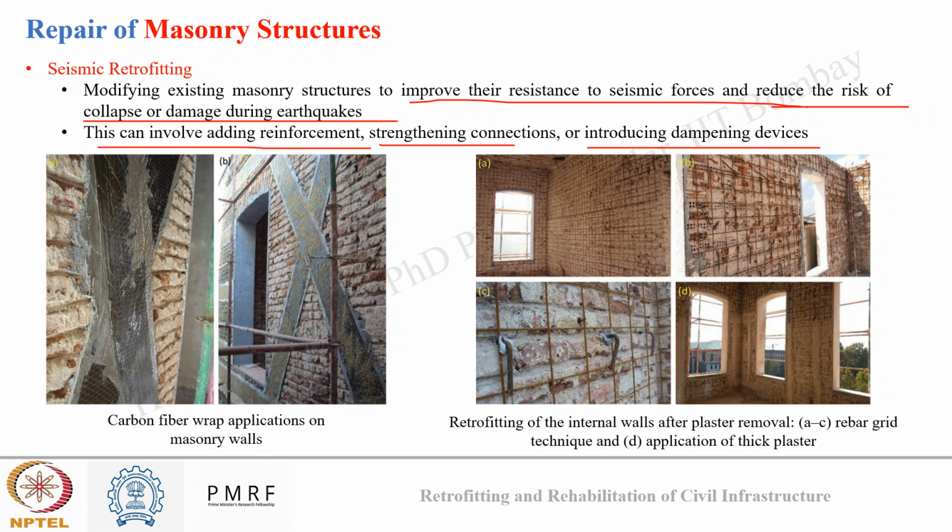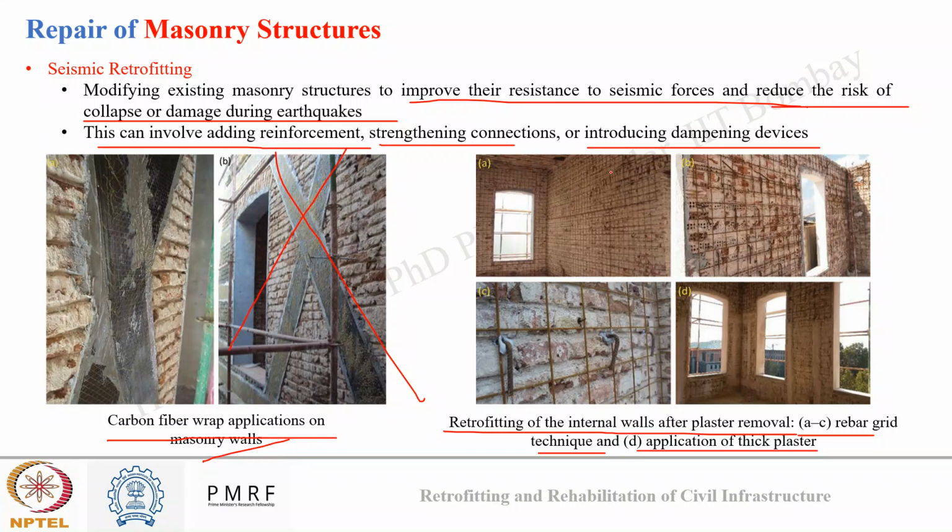So here you can see in this brick masonry, carbon fiber wrapping was applied on the masonry walls, okay, to reduce the lateral movement of the masonry and strengthen the masonry against seismic events. In the second image, you can see retrofitting of an internal wall was carried out after plaster removal, using a rebar grid technique and application of a thicker plaster.